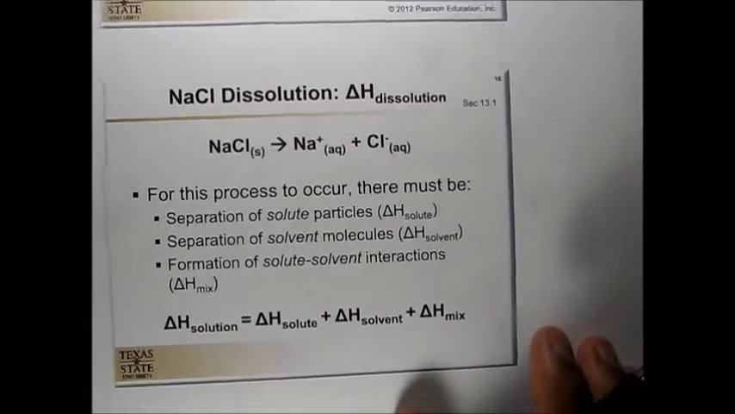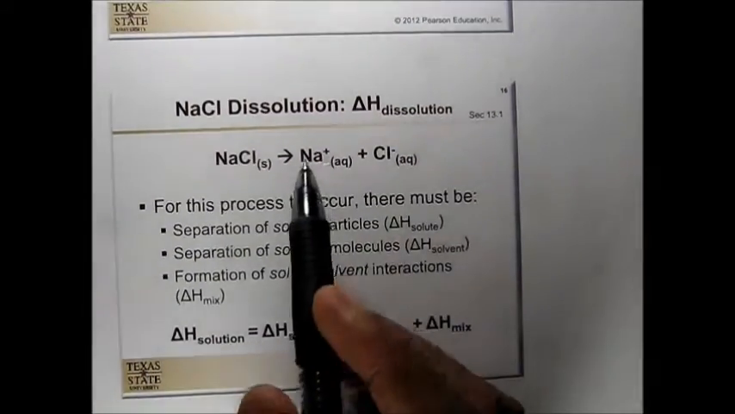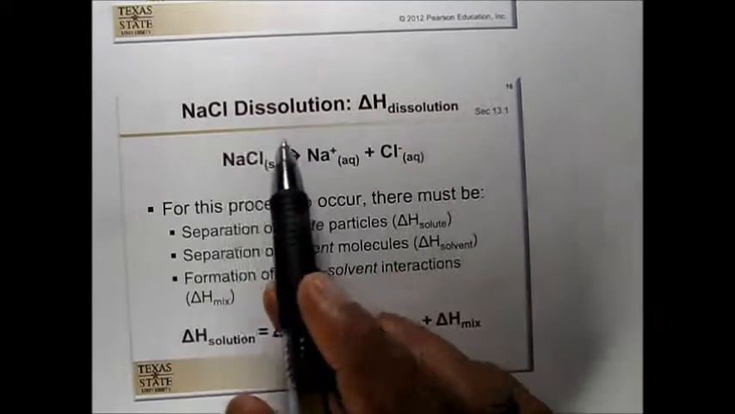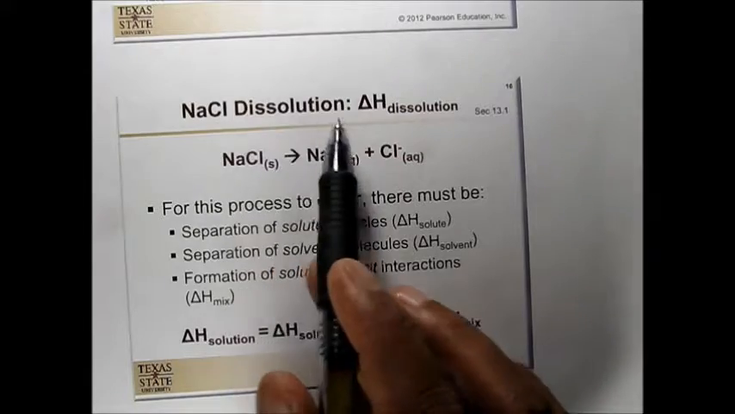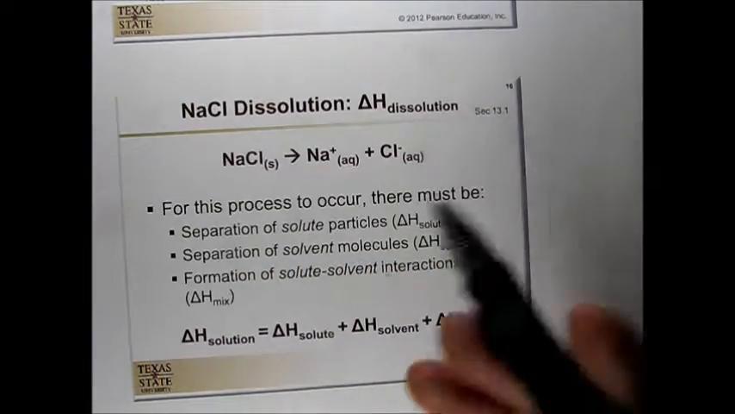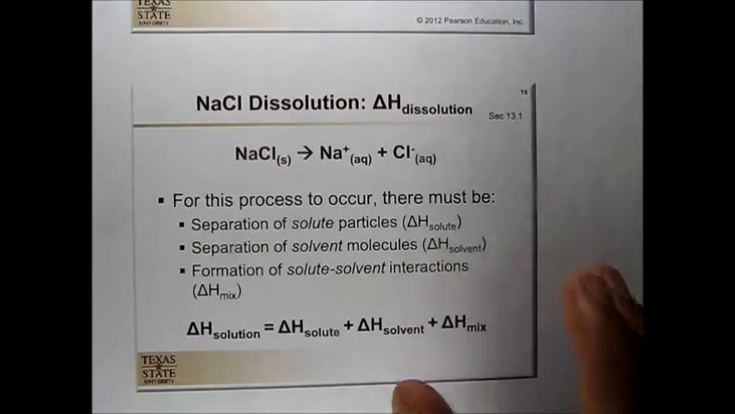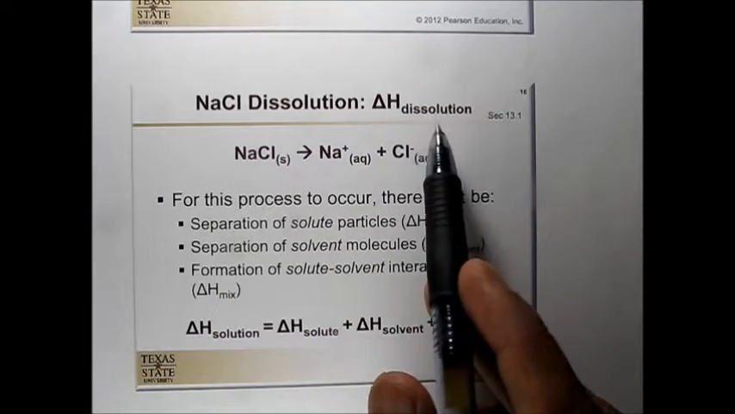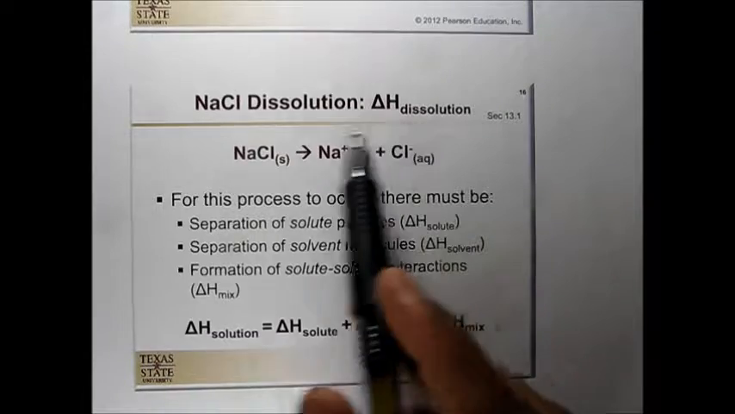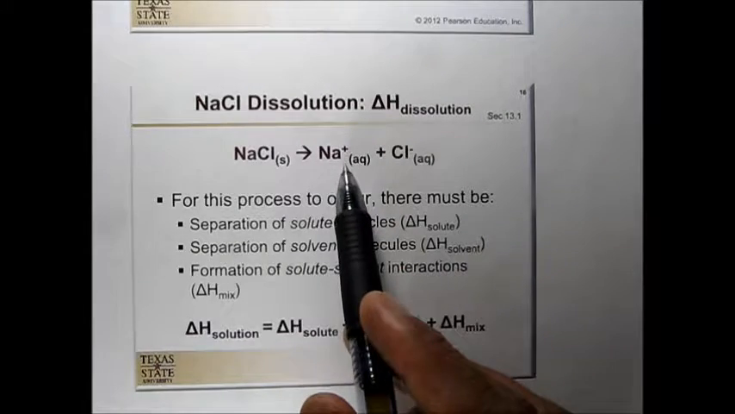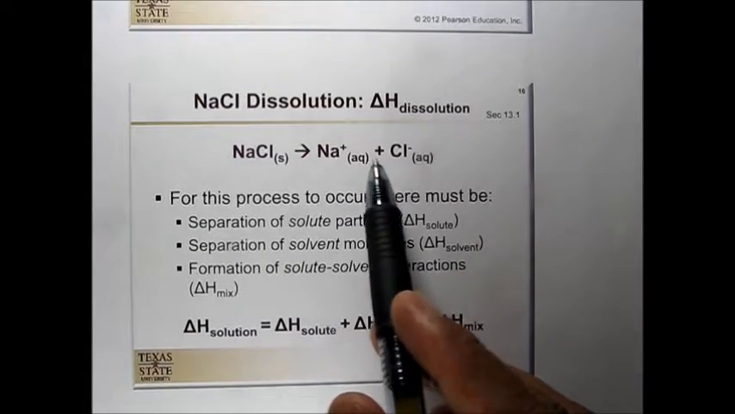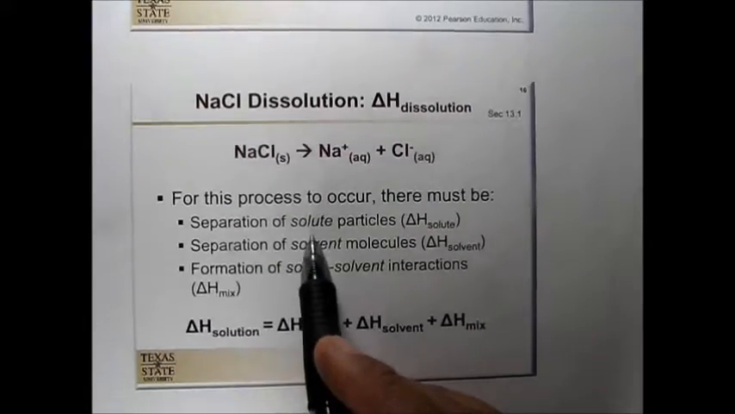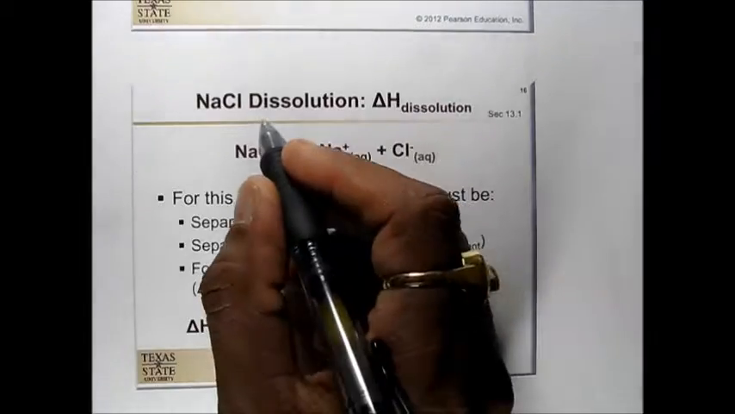Whenever we dissolve sodium chloride into water, this is called sodium chloride dissolution, and some heat energy is also involved, called delta H, or change in enthalpy of dissolution. When solid sodium chloride dissolves into sodium ion and chloride ion, for this process to occur there must first be separation of solute.